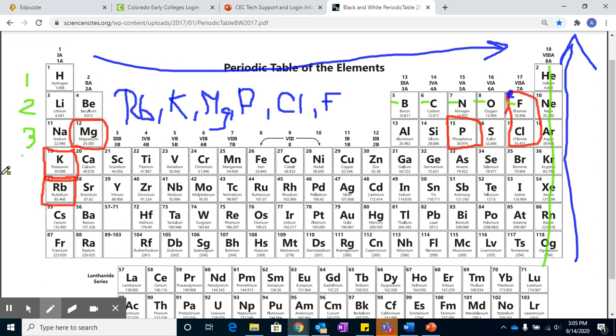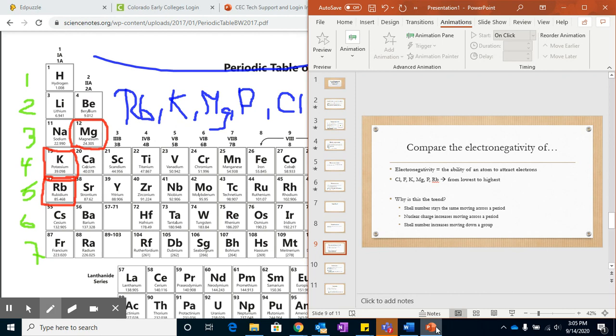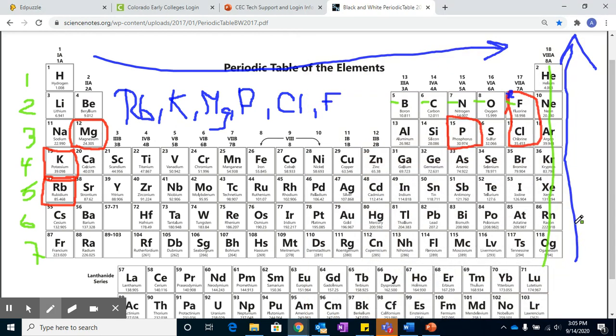But if we have more shells, we get more of what's called electron shielding. So that pull becomes weaker and weaker as we go down the table. Okay? So that's why the trend is that way. Did I have more notes? Nuclear charge increases, shell number. Yep. All right, so that's electronegativity.